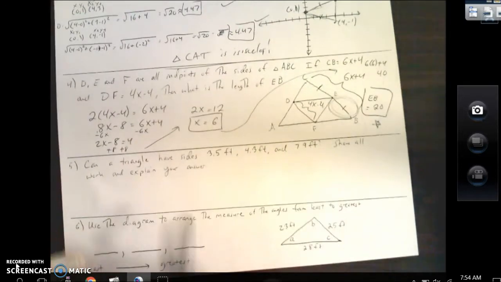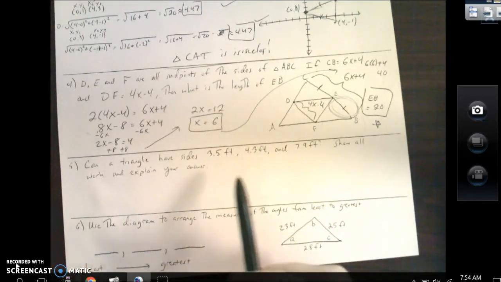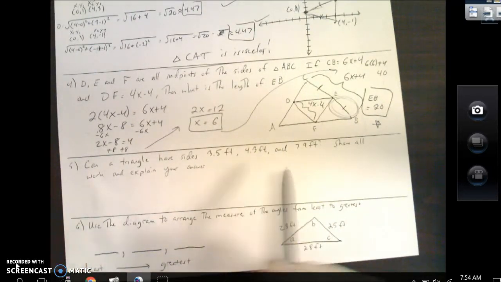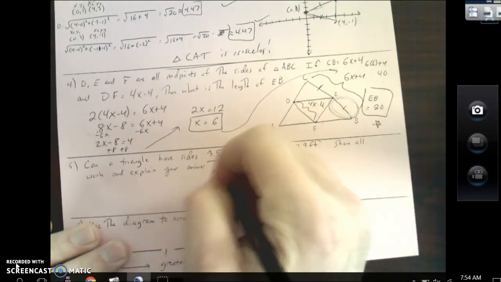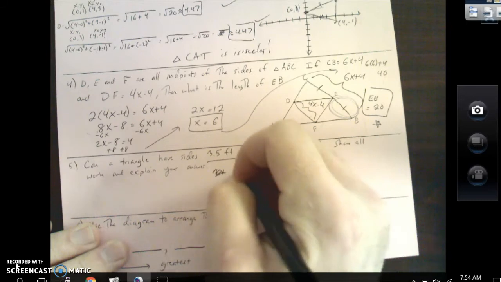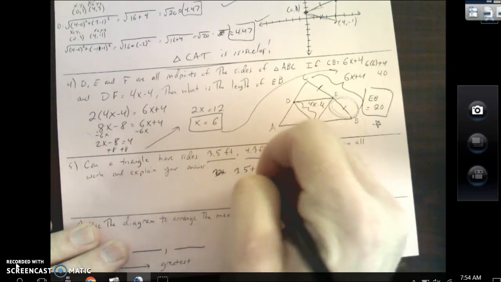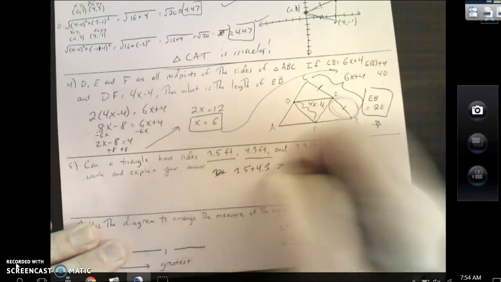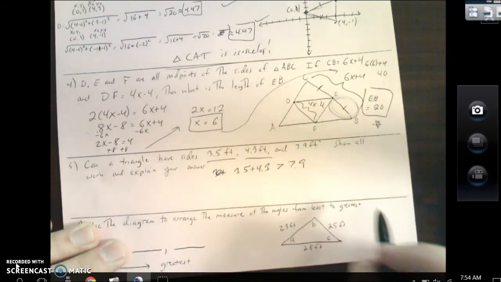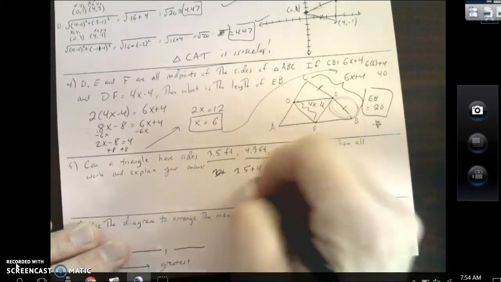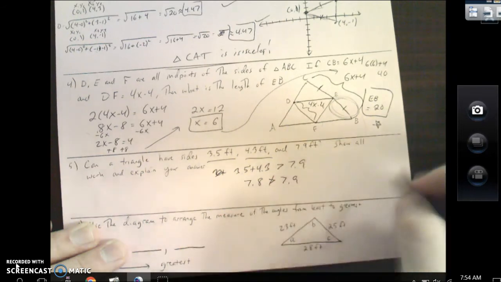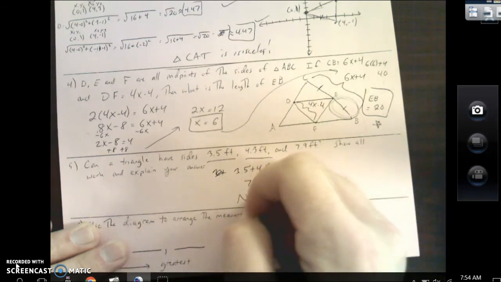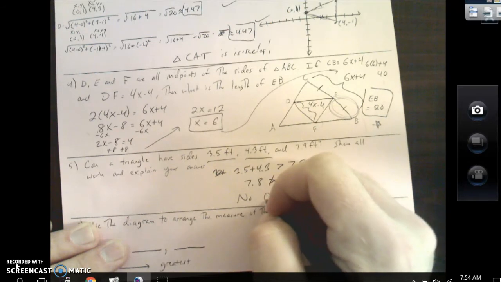Good. Can a triangle have side lengths 3.5 feet, 4.3 feet, and 7.9 feet? Show work and explain your answer. You take the two small ones and you add them together, and you're seeing if it's bigger than 7.9. So if I add them together, I get 7.8. 7.8 is not bigger than 7.9, therefore, no, it won't form a triangle.